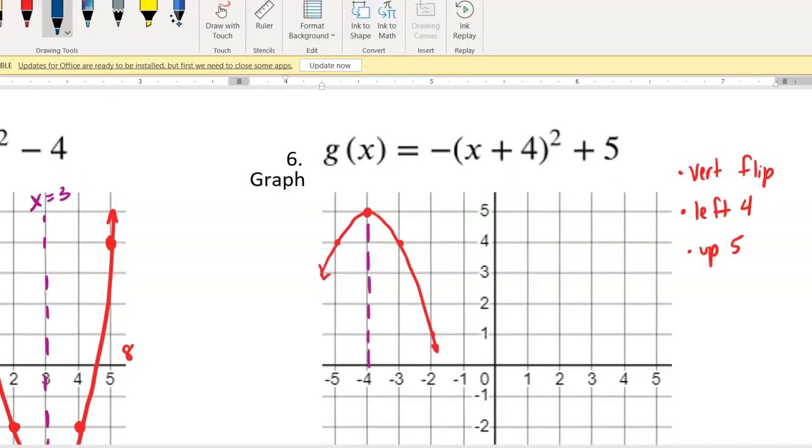You did here. So for this one, you should have had these transformations. Whether or not you wrote them down, that's fine. But we're going to flip it vertically. It's going to move to the left 4, up 5. So if I start with the vertex, moving to left 4, up 5, we get a vertex up here. And when we flip it vertically, that means there's no stretch or anything. So we're going to go to the right 1, down 1, and the right 2, down 4. And then we can reflect those over the line of symmetry. We see that it goes off the graph here. That's totally fine.